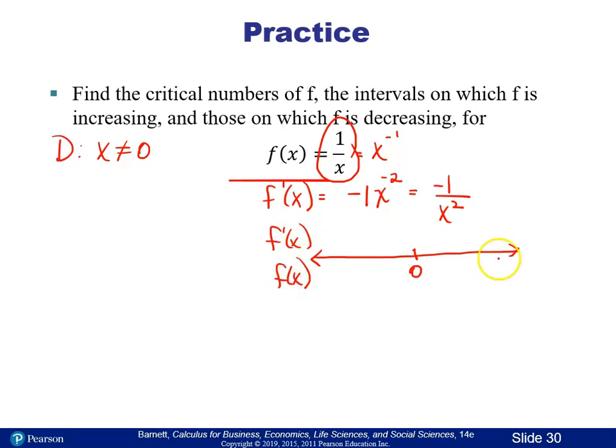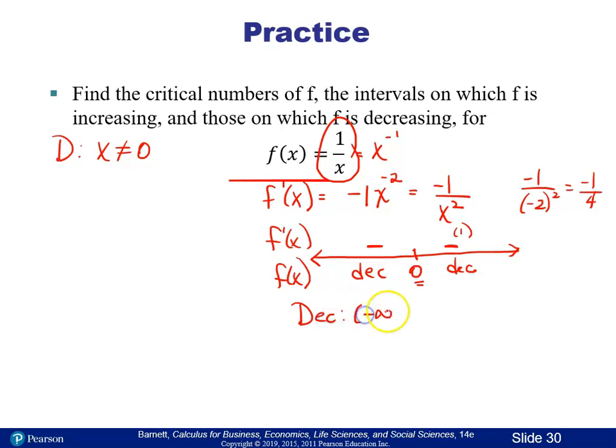Okay, so when I plug into this, when I put something more than 0 in, I'm going to get a negative. If I put something less than 0 in, like negative 2, I'm going to have negative 1 over negative 2 squared, so that is also going to be a negative. So I've got it decreasing and decreasing, but we can't include that 0 because our domain excluded 0. So it decreases from negative infinity to 0, and then also from 0.